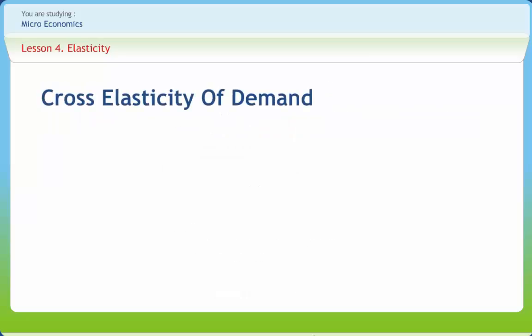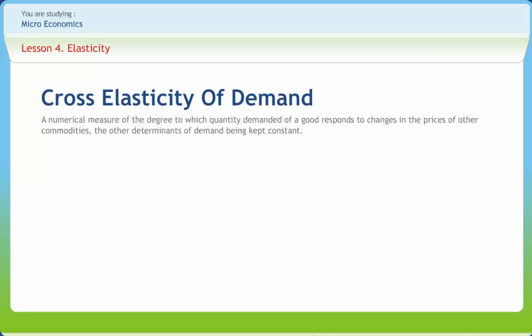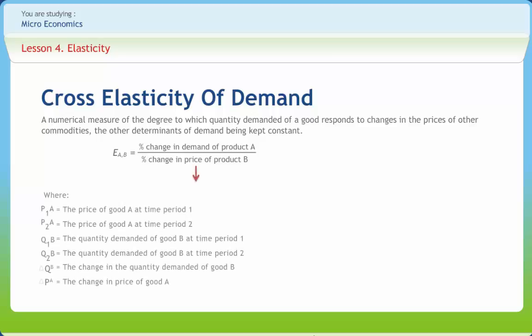Now let's discuss cross-elasticity of demand. This is the relative response of demand to changes in the price of another good, or the percentage change in the demand for one good due to a percentage change in the price of the other good. This elasticity quantifies the other price's demand determinant. The formula used to calculate the coefficient of cross-elasticity of demand is EAB equals the percentage change in demand of product A divided by the percentage change in price of product B.